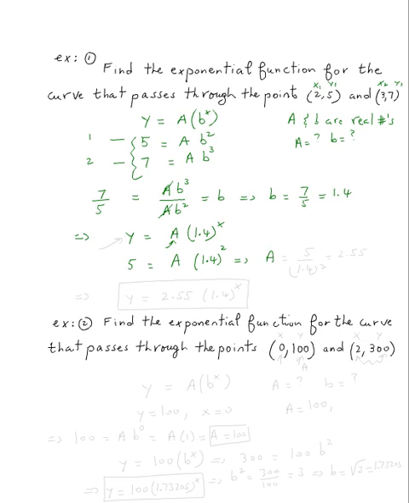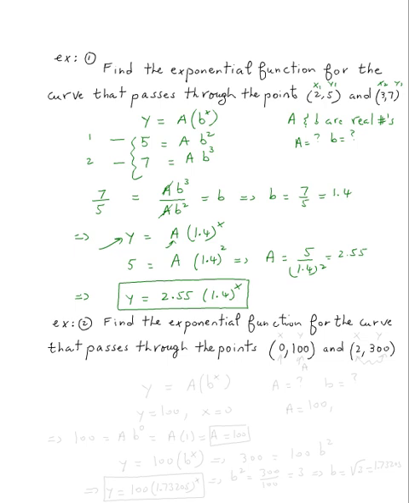This means that a is equal to 5 over 1.4 squared. Use your calculator. If you do that, you're supposed to get 2.55. And now I'm done. Just plug a back into the equation. So y is equal to 2.55 times 1.4 to the x, and this is the equation of the exponential function that passes through those 2 points.